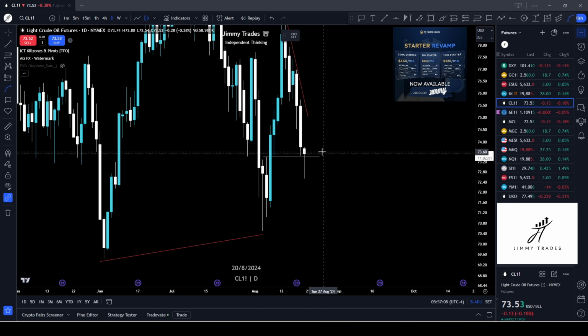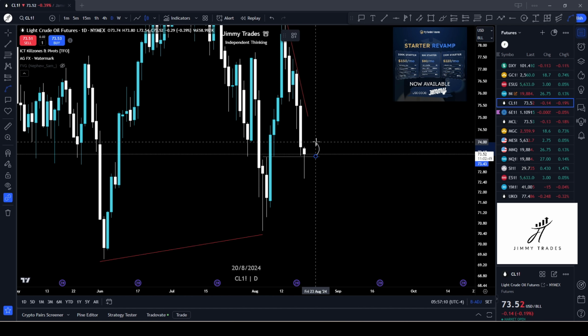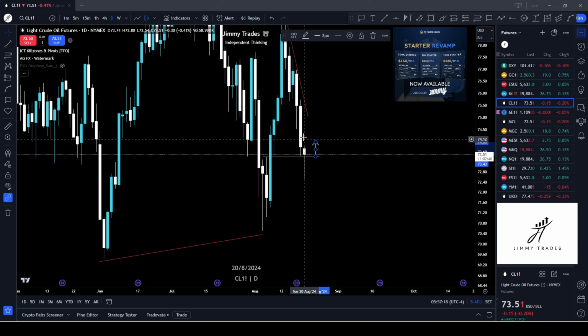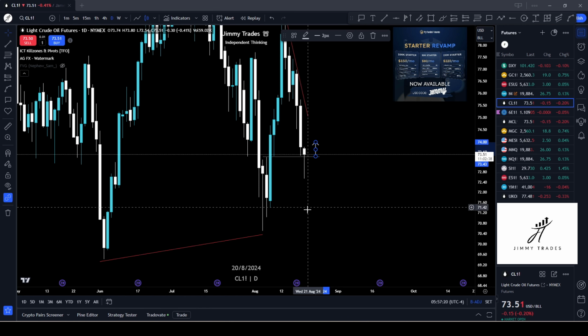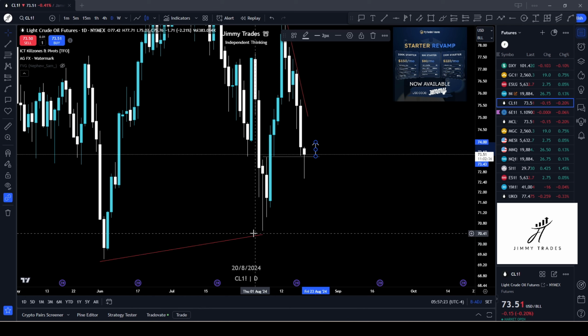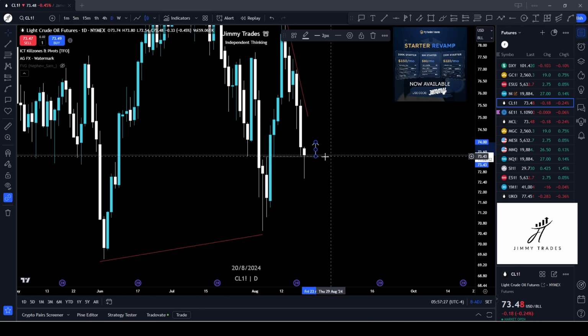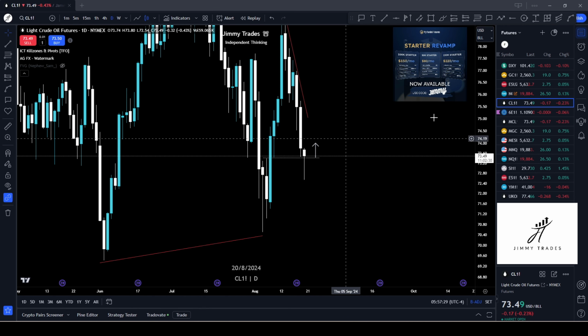I'll probably look to see price, even though we've already taken out yesterday's low, move up and fill this gap or partially fill this gap. My overall target for the week is still moving down to these lows here. So we'll see how price moves today. So we'll say bullish today.